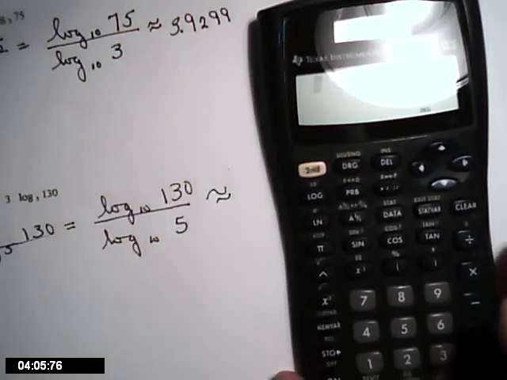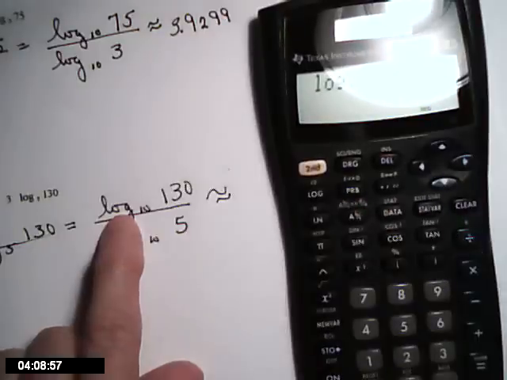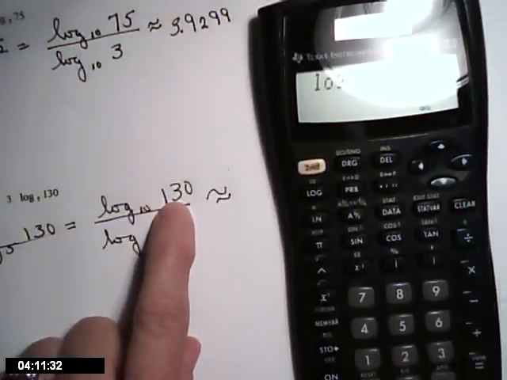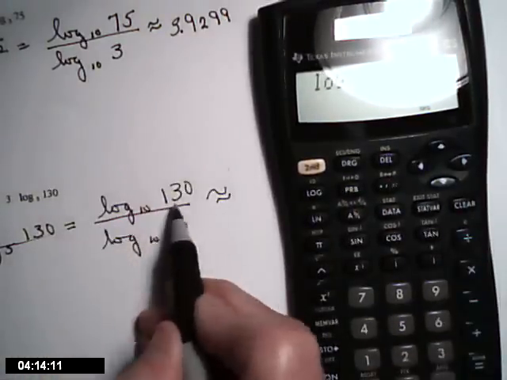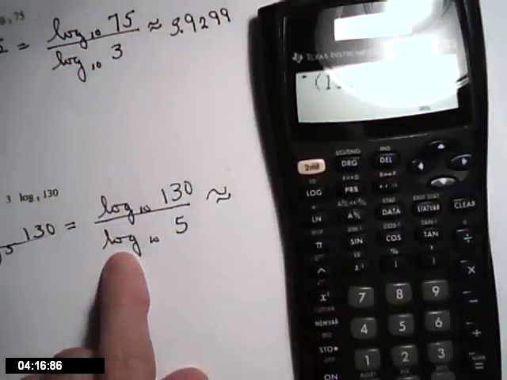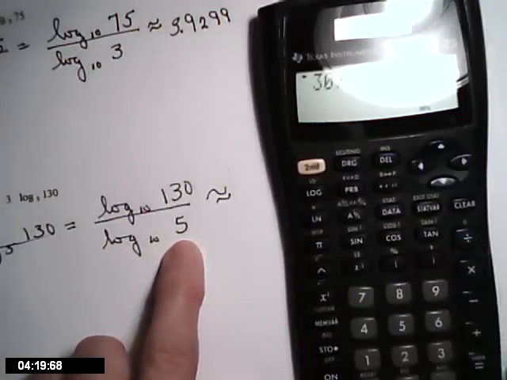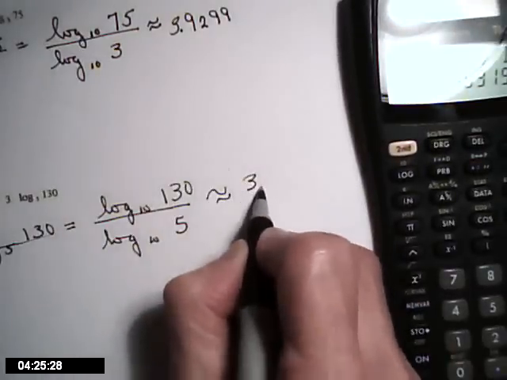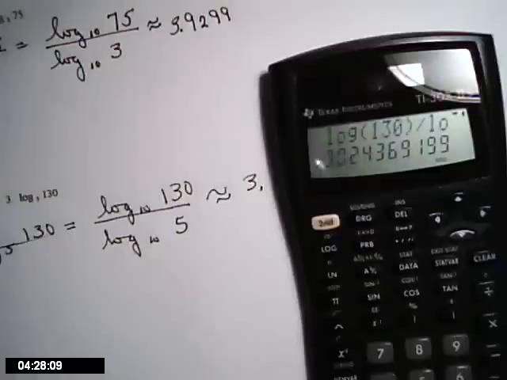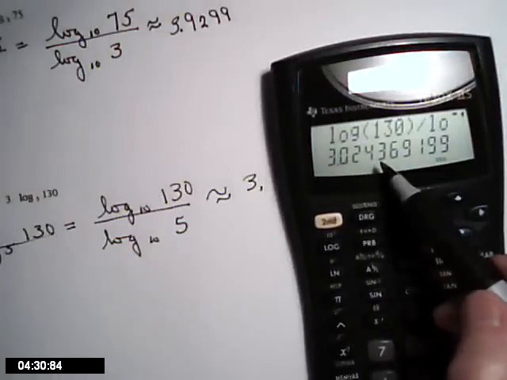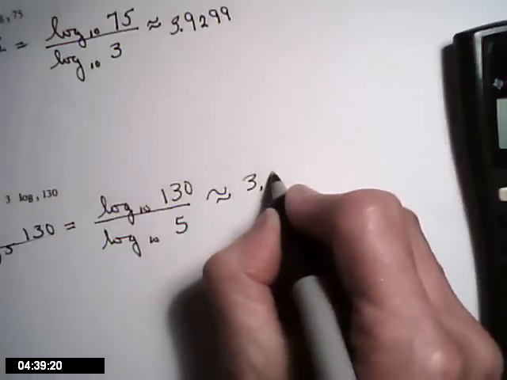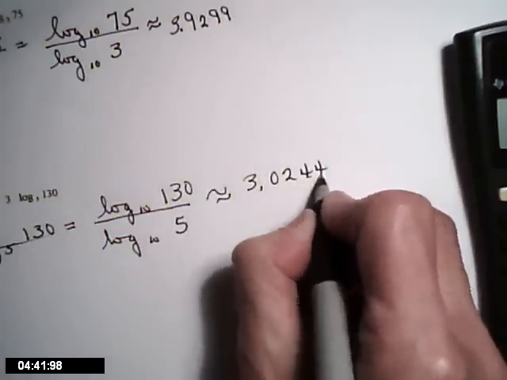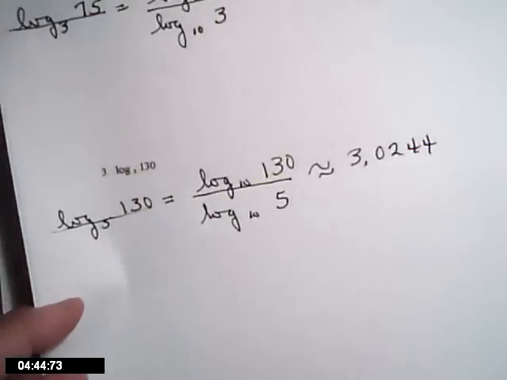And now let's go to our calculator. I'm using log base 10 of 130, close your parentheses, divide by, that's what this fraction line tells me, log, that's base 10 of 5, close your parentheses and hit equal. And you have 3.02436. This 6 is going to move that 3 up to a 4. 3.0244.